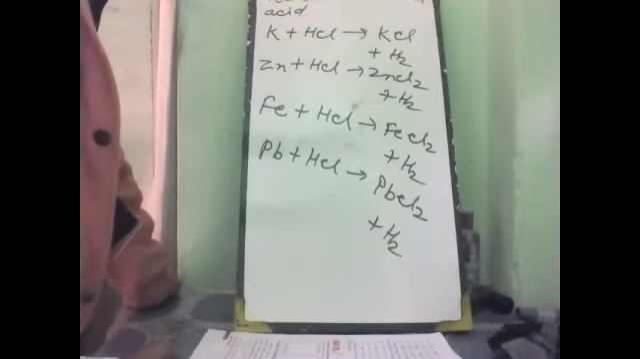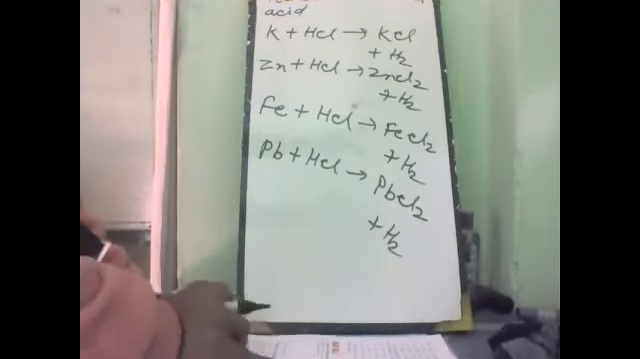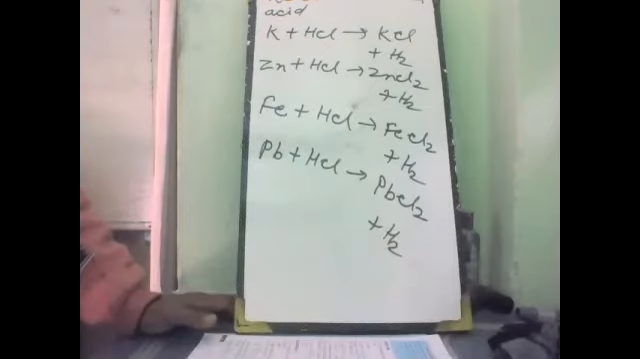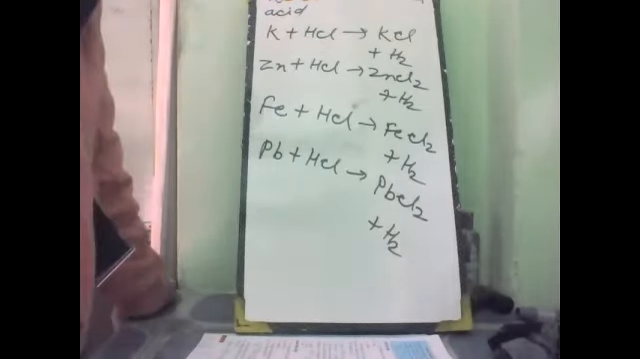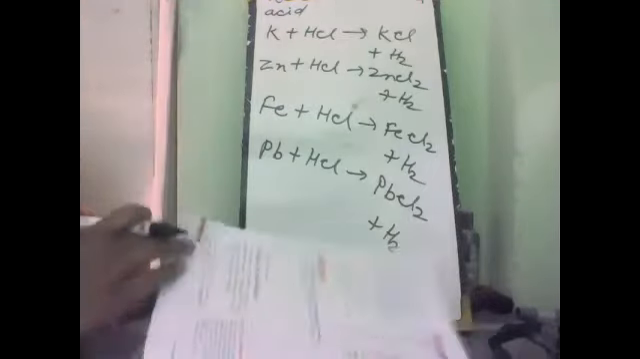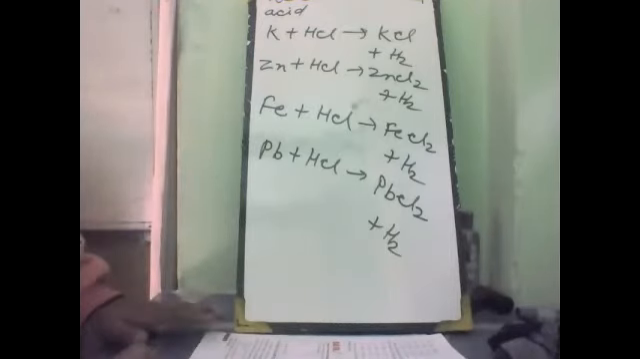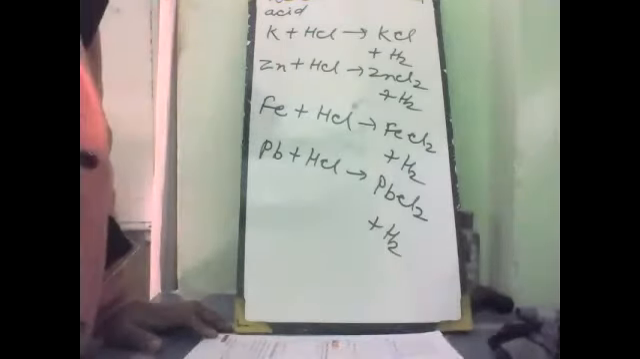Metals present below hydrogen do not liberate hydrogen. See the activity series, and below the hydrogen are copper, mercury, silver and gold. They do not react with the acid and do not release hydrogen gas.